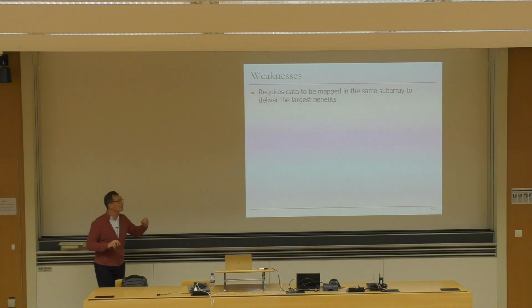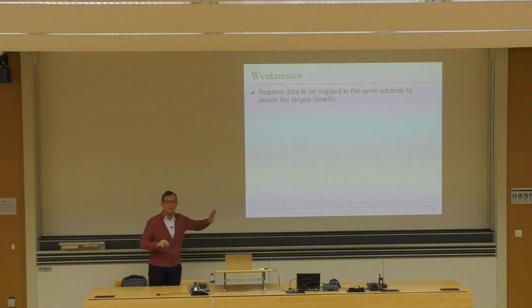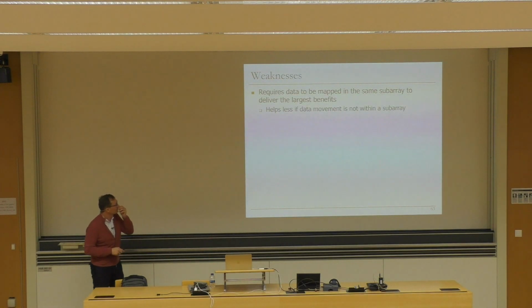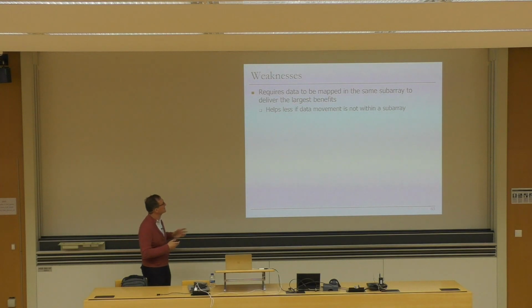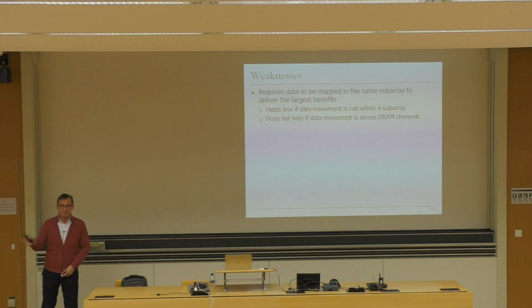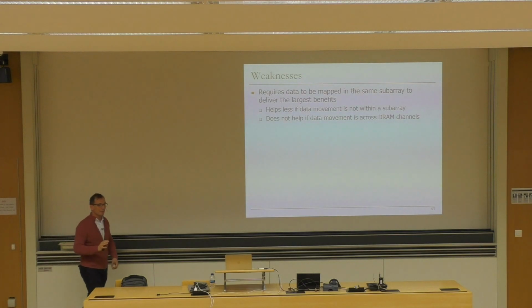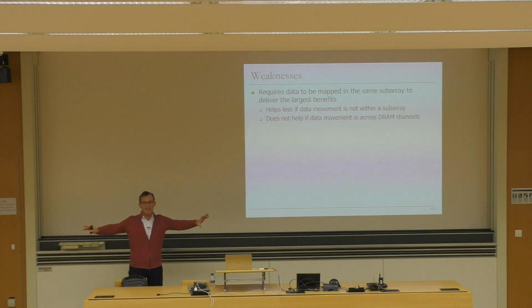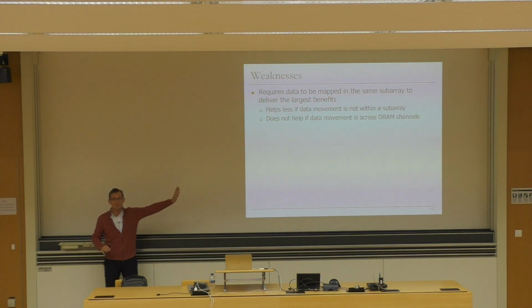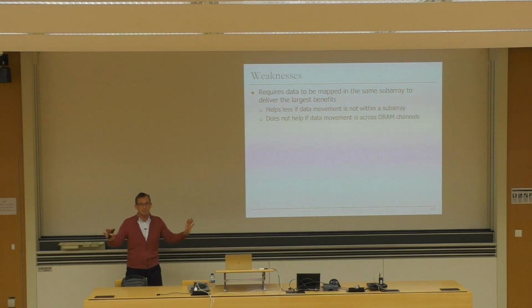I believe there are a lot of other benefits that could be enabled if you expose this information to the system, but RowClone is one of the examples. Clearly, it helps less if data movement is not within a subarray, as we've seen. And it doesn't help if the data movement is across DRAM channels. This is actually a limitation, and the paper doesn't claim to solve that problem. This is a different problem. If you're moving data from one channel to another channel, or one machine to another machine, clearly this is not going to help you. This is helpful when you're moving data inside a single DRAM module, DRAM chip.